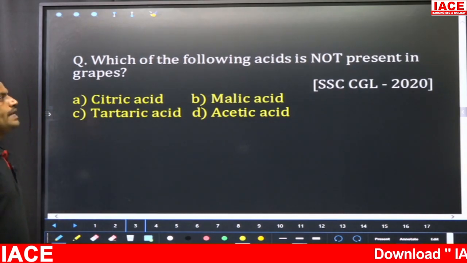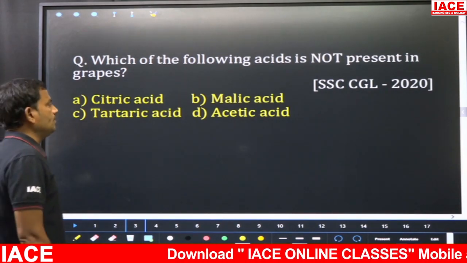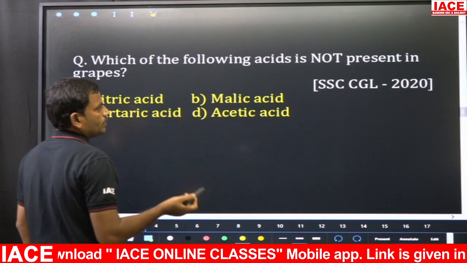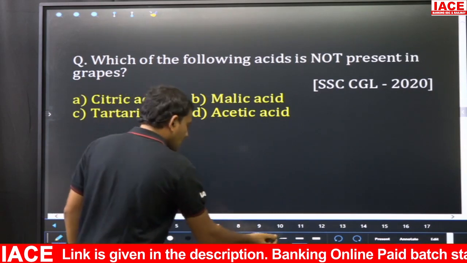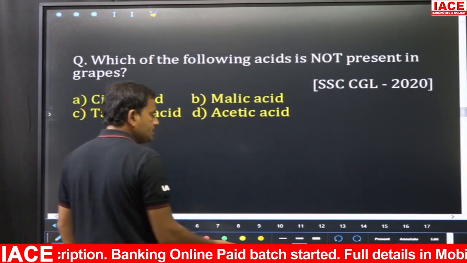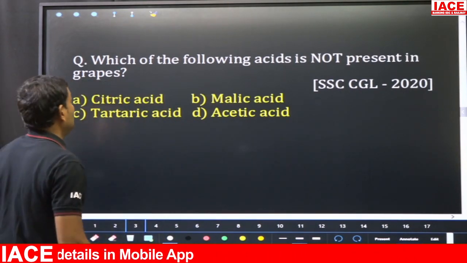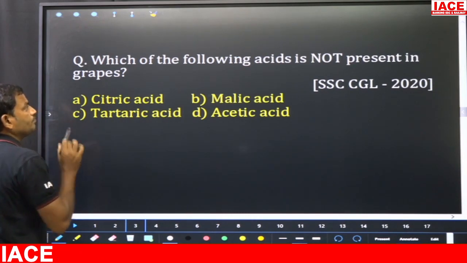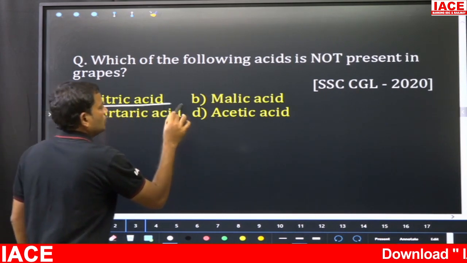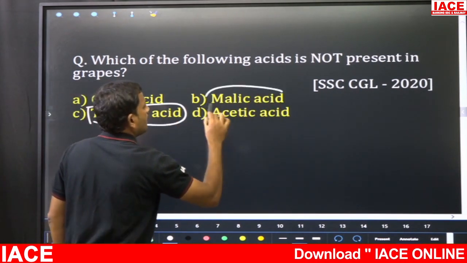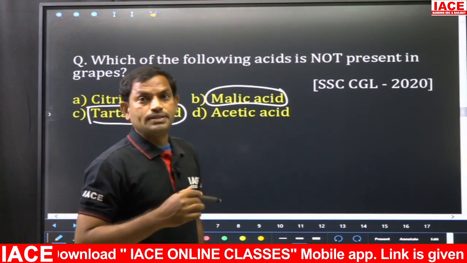Now, which of the following acids is not present in grapes? Which of the following acids is not present in grapes? So this question was asked in SSC CGL 2020. These grapes are very good sources of vitamin C. Okay, and it contains special acids. So the acids which are present generally in the grapes constitute the tartaric acid and malic acid. Okay, so different kinds of organic acids are present in the grapes.